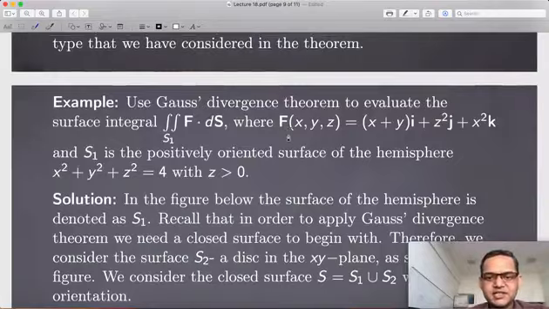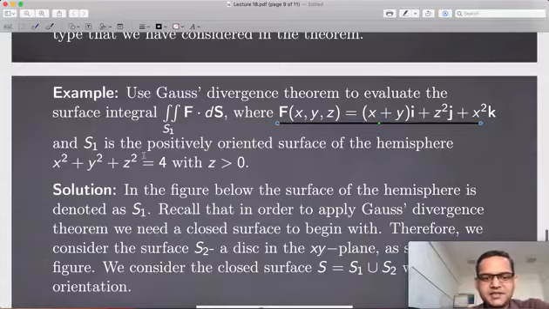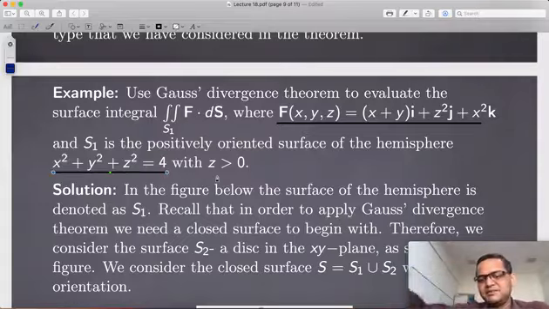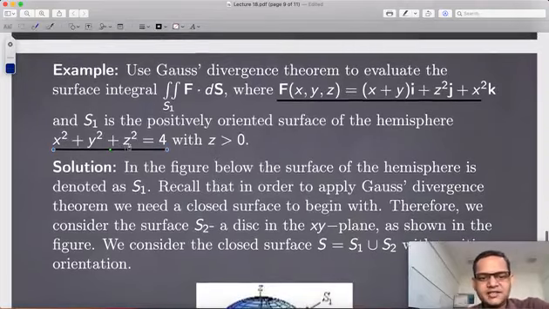So what is the vector field here? Again, the vector field is very nice because everything is just a polynomial in x, y and z. Notice that here I am writing the surface as S1. The boundary surface is given by this hemisphere with positive orientation. This is a sphere of radius 2, above the xy plane, in the positive half space. So this is the upper half of that sphere, and we call it a hemisphere, isn't it?